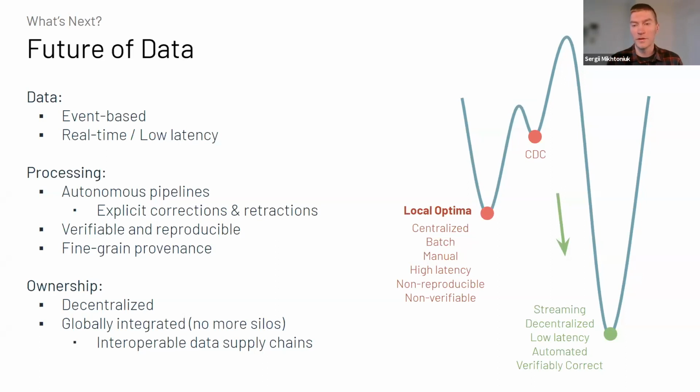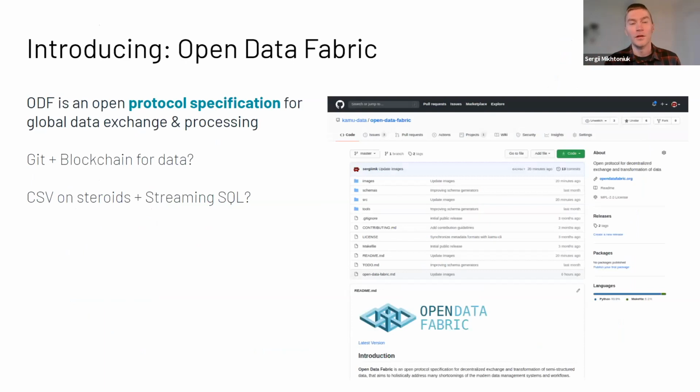From my perspective, I spent a lot of time thinking about this, and I saw that if we continue down this path, it's going to take us probably a few more decades to reach this new state of data. So I decided to start a project that builds the data management and processing system from the ground up in this new state, the state that I think is the future of data. This project is called Open Data Fabric. It's an open protocol specification for data exchange and processing. Simply, you can think of it as a mix of Git and blockchain for data, or CSV on steroids that has streaming SQL built in. You can find this specification on GitHub and contribute to it.